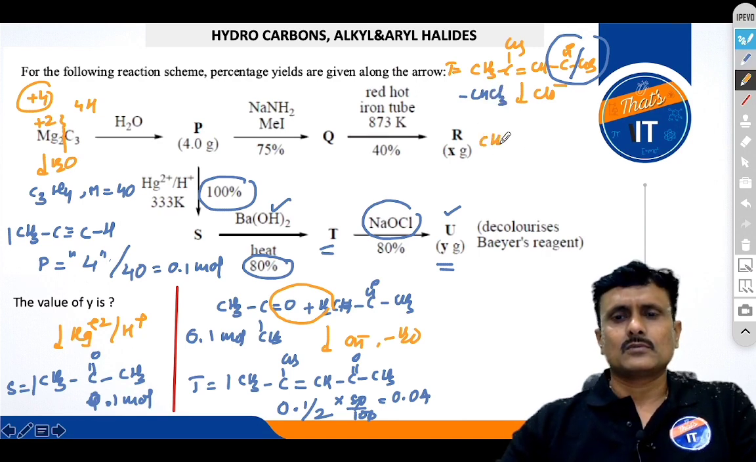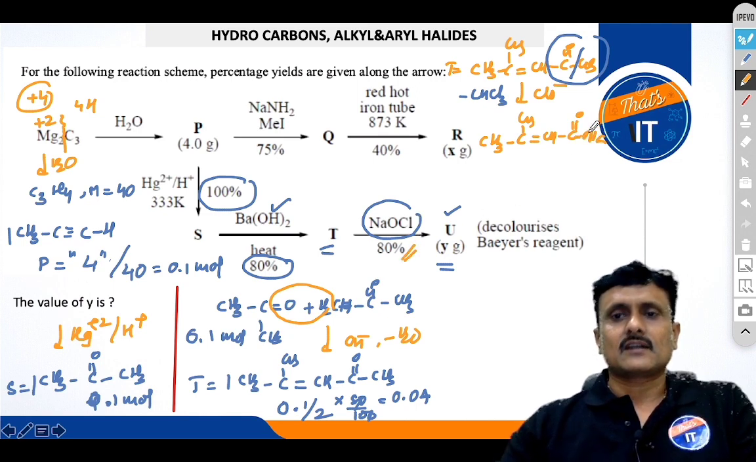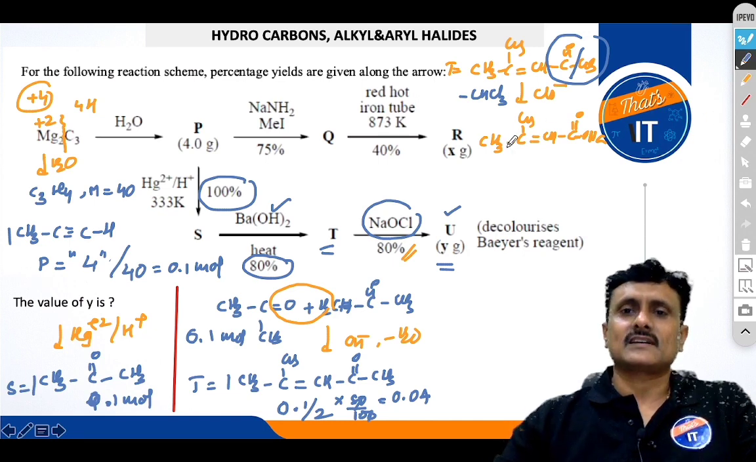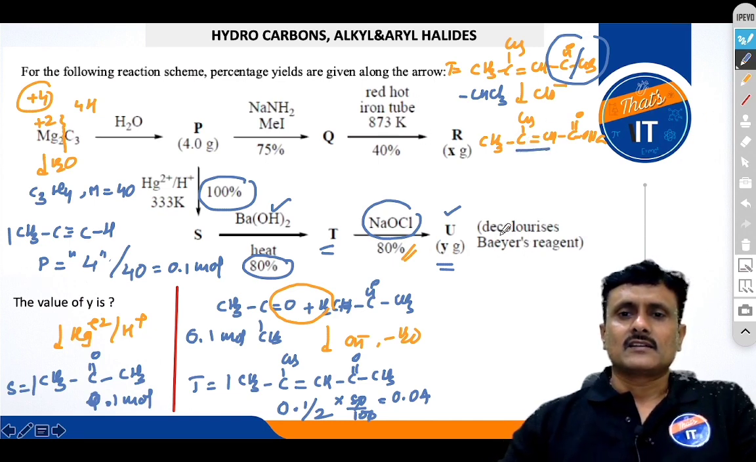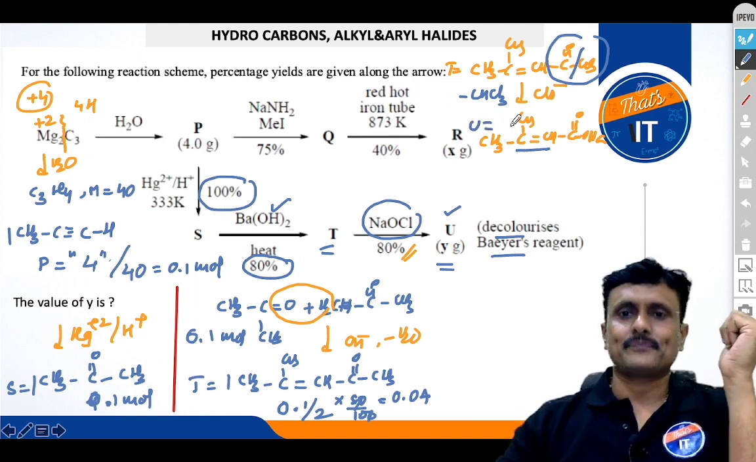So U is a carboxylic salt, not acid even, because you are not doing any hydrolysis, right? So remember that you will get the carboxylic salt which has a double bond, hence it will decolorize the Bayer reagent. So this is your final product U.